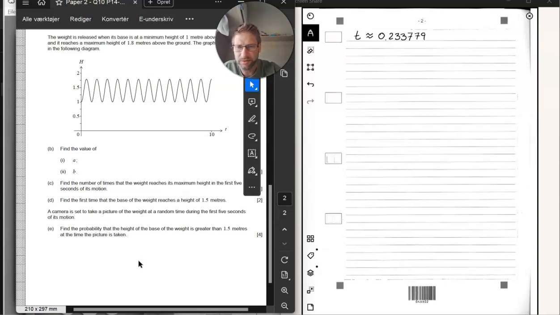And then we need to look at the graph. And if you can see my cursor, we found the first time around here, I don't know how to make it an arrow, but the first time that it reaches a height of 1.5. And notice that then it stays above 1.5 for an amount of time. And wouldn't it be interesting to find out how long that time is? For that, we're going to need the second time we reach this.